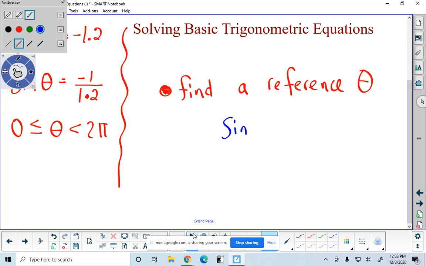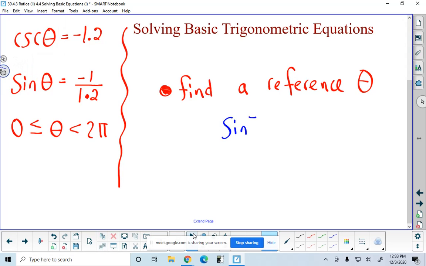Let me get this out of the way so you can see the equation. The inverse sine of 1 over 1.2. Remember that when you find a reference angle on your calculator, you never put in a negative even though the trigonometric ratio may be negative. So this negative here is not going into the calculator.